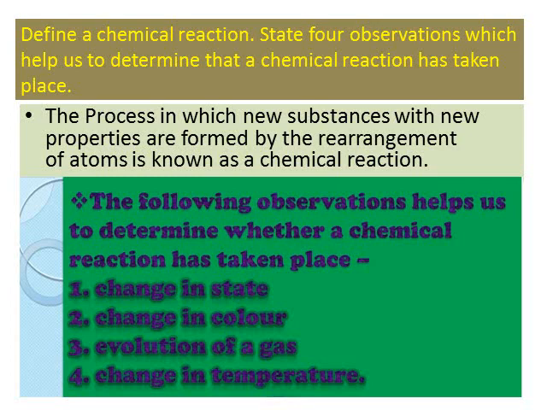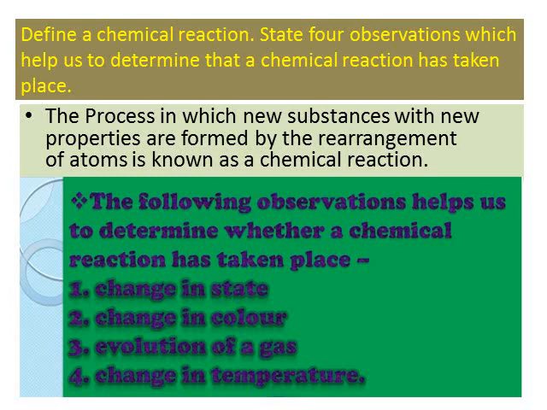So we have already seen what is a chemical reaction. So the definition goes like this: the process in which new substances with new properties are formed by the rearrangement of atoms is known as a chemical reaction. So in the previous slide, we have seen different types of reactions. So whatever may be the type of reaction, how can we identify whether that reaction has taken place?